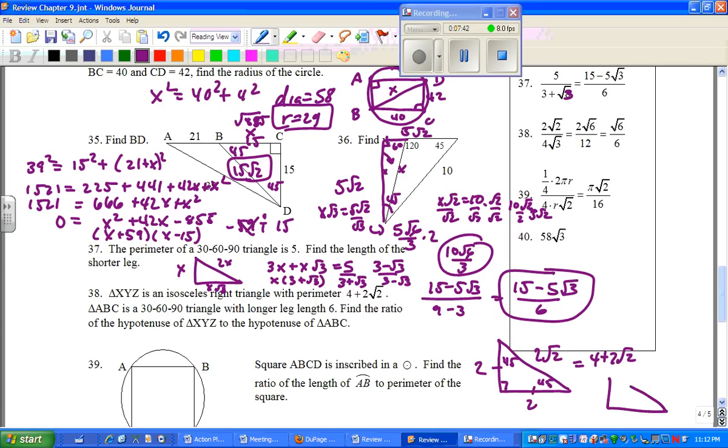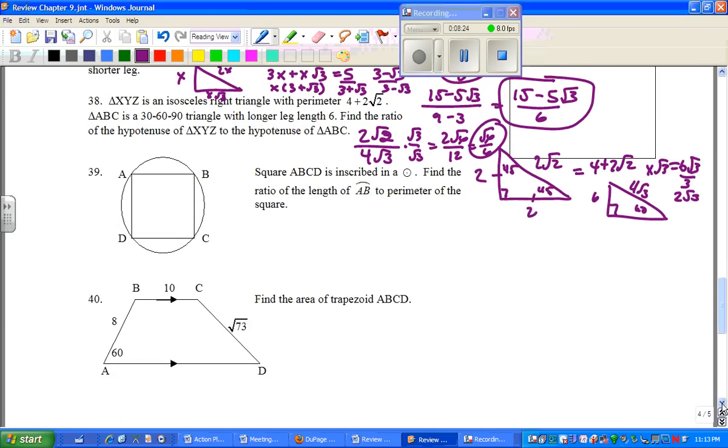And then for the 30, 60, 90 triangle, the longer leg is 6, so the 60 side is 6. That's x root 3 equals 6, so x is 6 root 3 over 3, which is 2 roots of 3, and the hypotenuse is 4 roots of 3. So the ratio of the hypotenuse of XYZ, which is 2 root 2, over 4 root 3. We can't leave it there, so multiply by root 3, and you get 2 root 6 all over 12, which reduces to root 6 over 6 for our final answer.